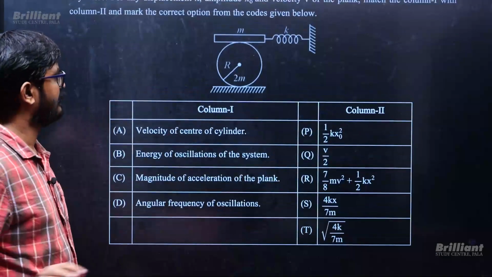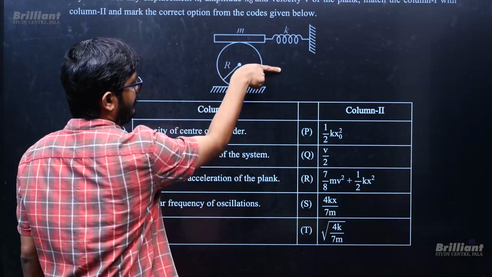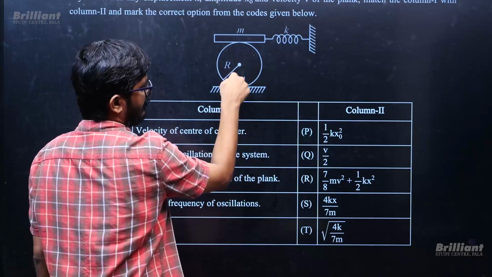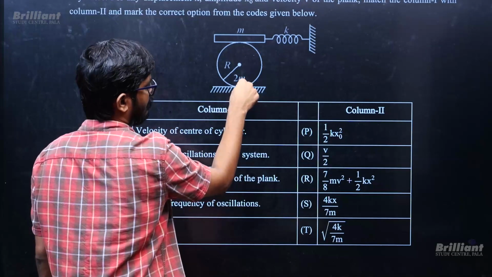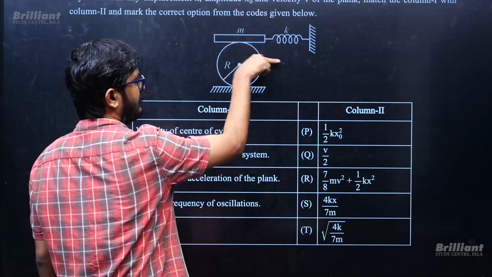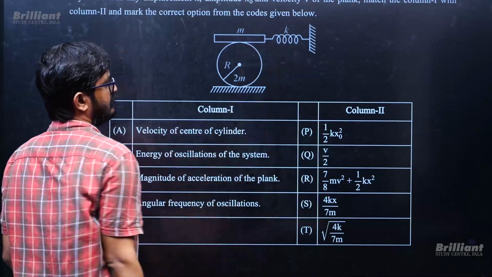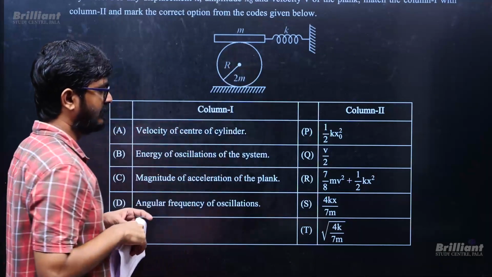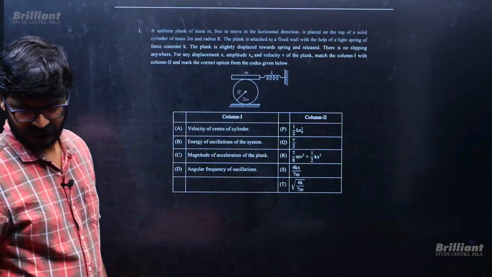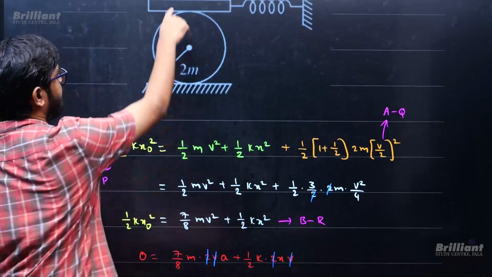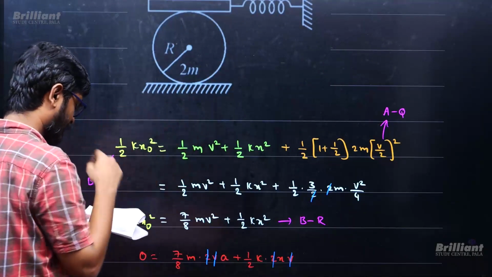Now you know one thing, if this speed is v, then this speed is going to be 2v. If the center speed is v, it will be having angular velocity omega, so v equals r omega. At this point, it will be v plus r omega, which is 2v. But what did they say in the question? They said this speed is v, so the center speed is going to be v by 2. If this speed is v, the center speed is going to be v by 2 at any moment.